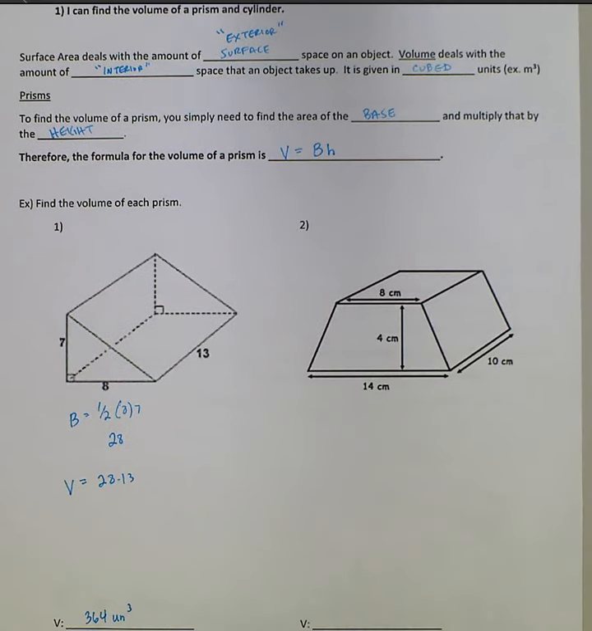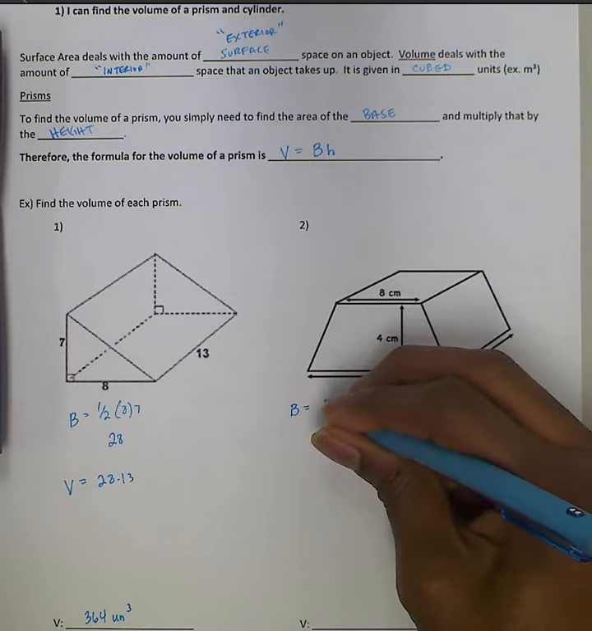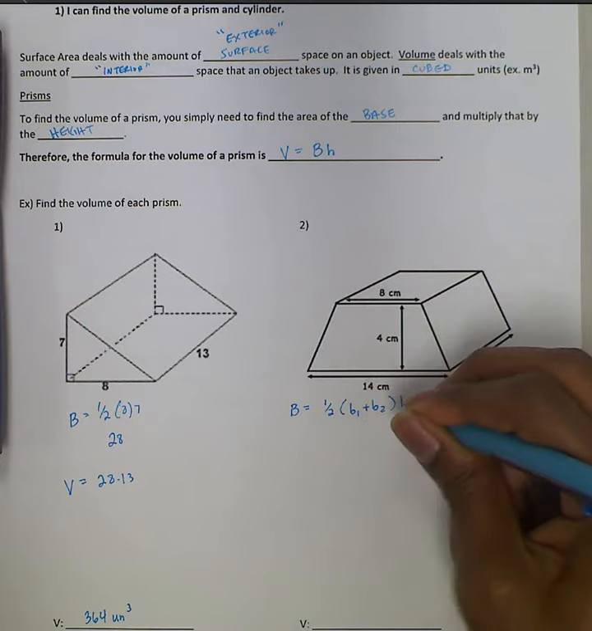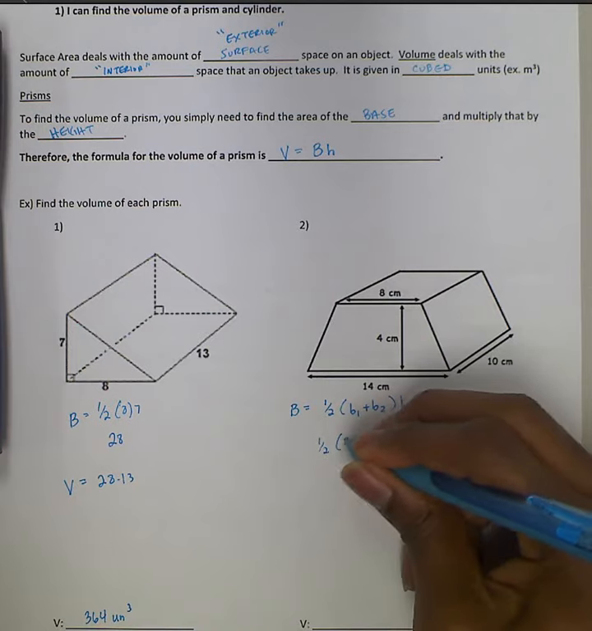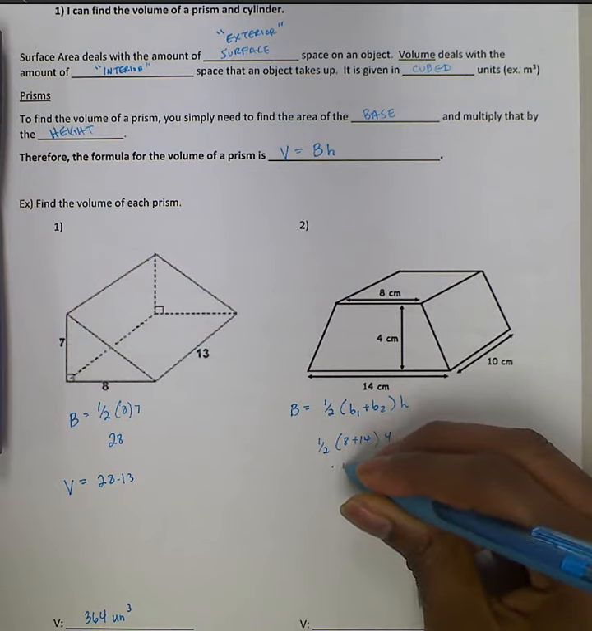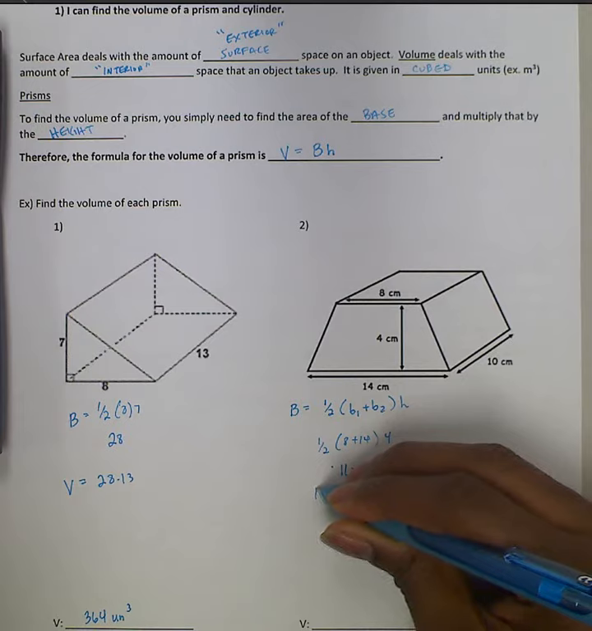Alright, so pretty straightforward. For number two, we have a trapezoidal prism, and so we need to find the area of the base. Remember, the area of a trapezoid is 1/2 base 1 plus base 2 times the height. So we have 1/2 8 plus 14 times the height, which is 4. That's half of 22, which is 11 times 4, which is 44. So the area of the base is 44.